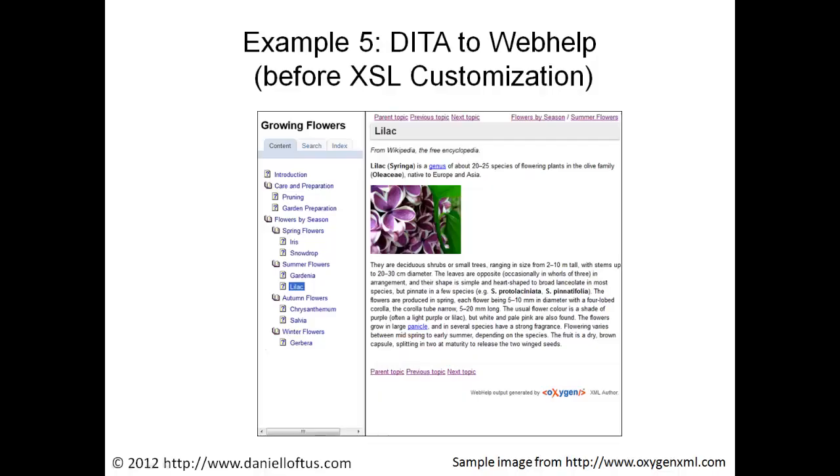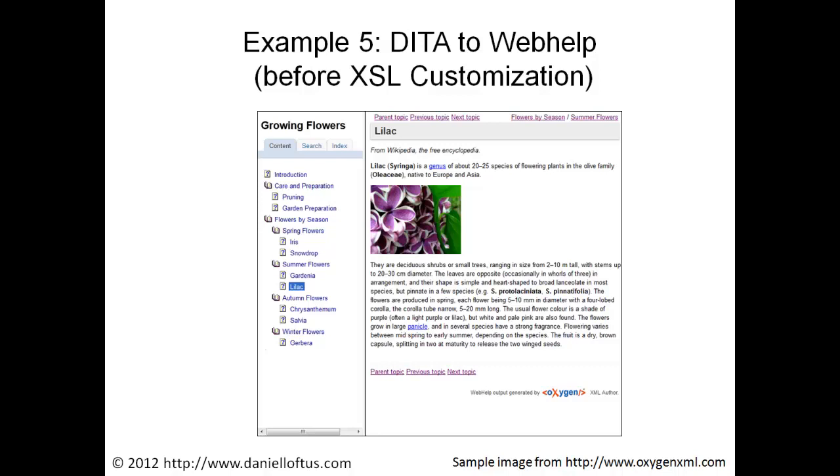Now on to the transformation from DITA to Webhelp. This is an example from the Oxygen XML website. Unfortunately, I didn't save a copy of the default Webhelp output, but this is a good example. This is pretty close. And it shows that there isn't really much information about the company that produced the documentation here, or the nonprofit. I don't know. This is a Wikipedia. It looks like, actually it says from Wikipedia, so I don't know if this is supposed to be a Webhelp version of Wikipedia, or not.